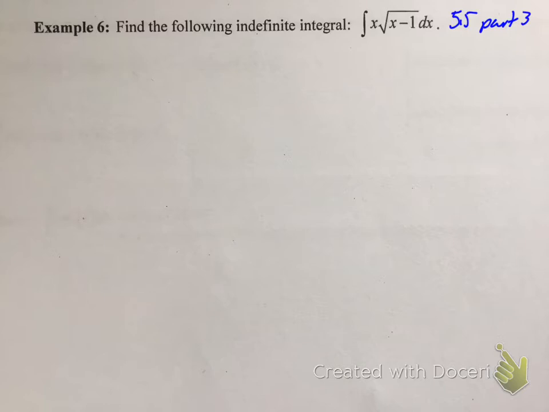So the first thing I'm going to do is rewrite this as the square root of x minus 1 times x dx. And then I'm going to guess that the substitution is u equals x minus 1. If I take the derivative of both sides, I get du equals dx. And this is a problem because I have x dx.